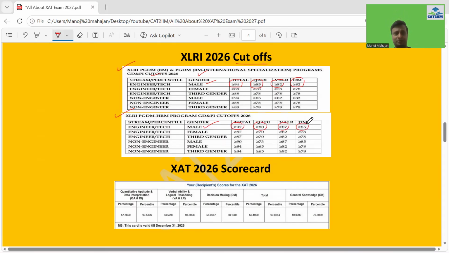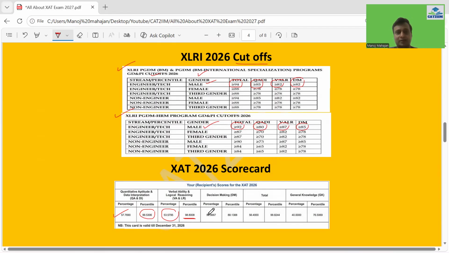So I have picked up one scorecard of my student. I'll give you an idea of what score gave what percentile for him. If you look at QADI, there were 28 questions and each question was of 1 mark. If you calculate this percentage, this will come around 16 marks, and he scored 99.53 percentile. In VLR, the number of questions was 26, and if you calculate this percentage into marks, this will come around 14 marks, and the percentile was 98.8.